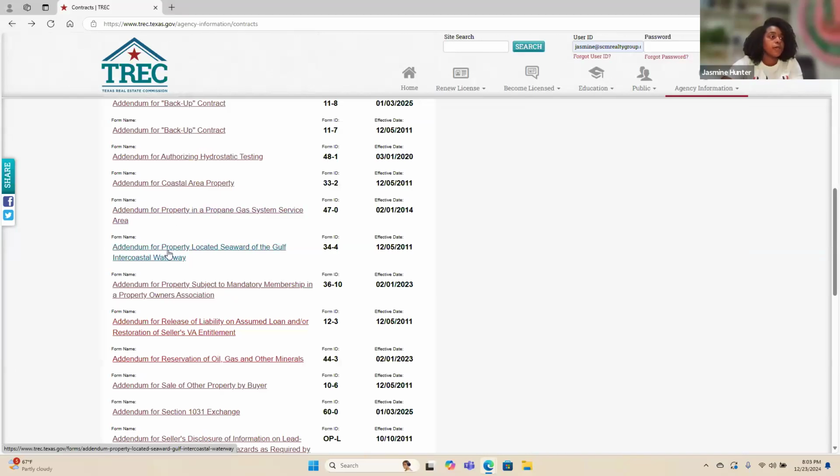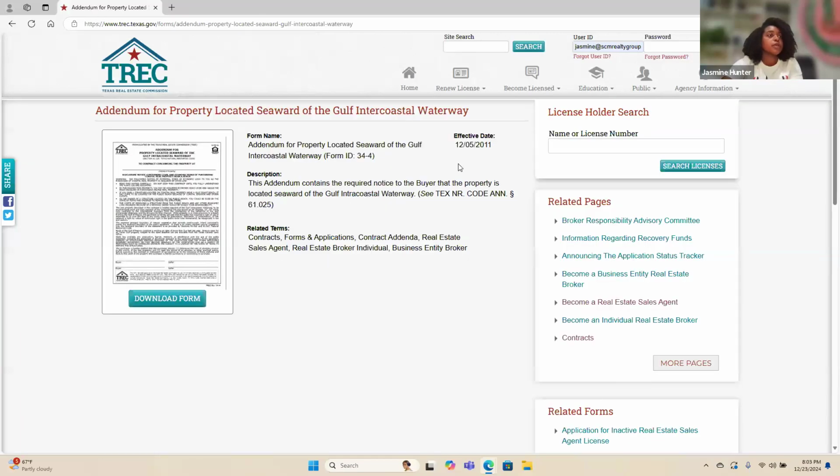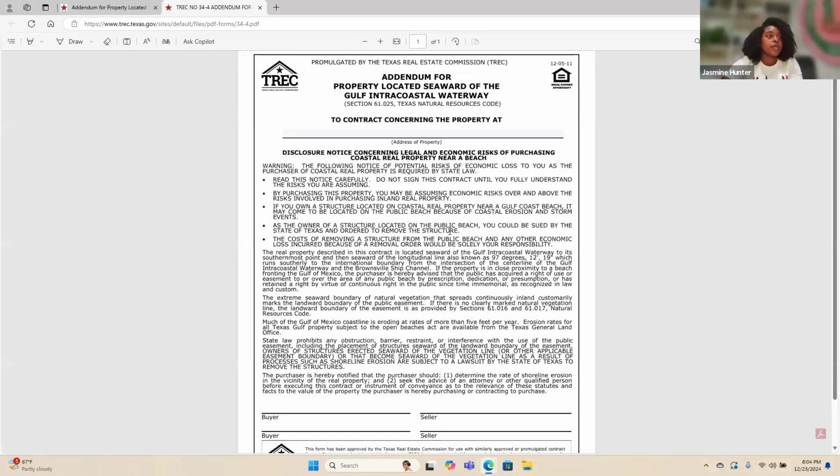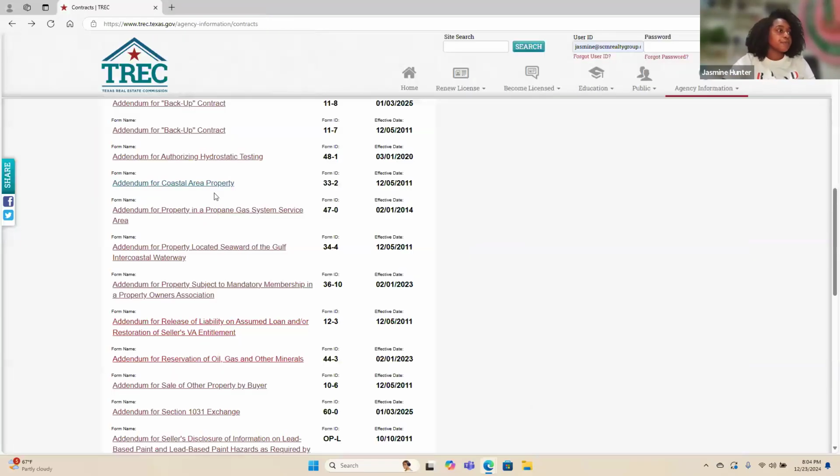Okay. Addendum for property located seaward of the Gulf Intracoastal Waterway. Same type of thing for my Houston folks. If you're next to any type of seaward, this is just disclosing a notice concerning the legal and economic risk of purchasing a coastal real property near a beach, right? Because of hurricanes, anything like that, you are assuming the risk here. You understand that you are purchasing a property, and these are the risks, these are some things that could happen. Okay, so that is just a disclosure, but it's an addendum that we have to give if you have a property by a coast. Okay.